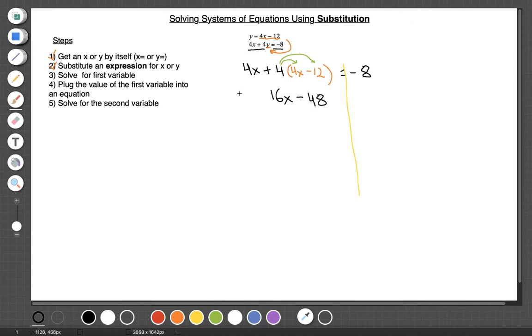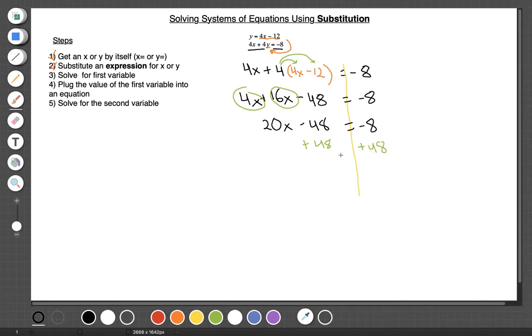Okay, we still have the 4x. We'll bring that down. Okay, we still have the equals, and we still have the -8. Okay, now I have a few like terms. We have 4x plus 16x. So those are like terms. So we need to make sure we combine those. So we have 20x. So 20x minus 48 equals -8. Okay, and then we have -48. So what we're going to do is add 48 to both sides.